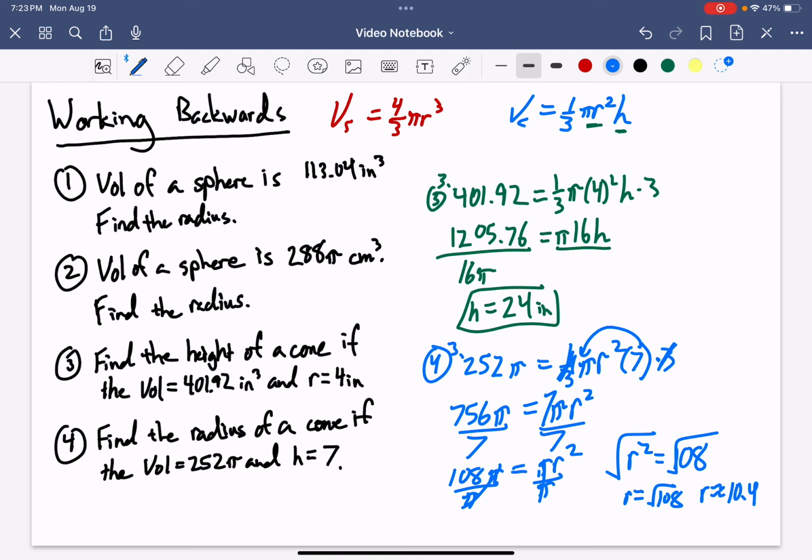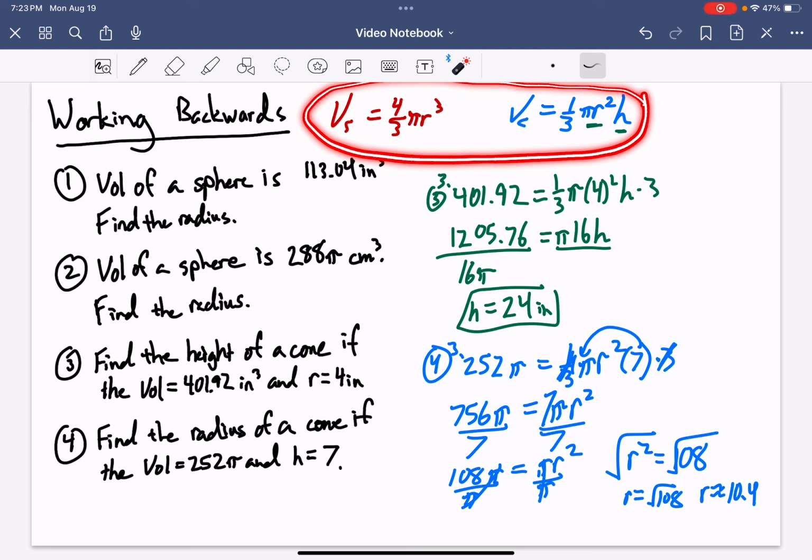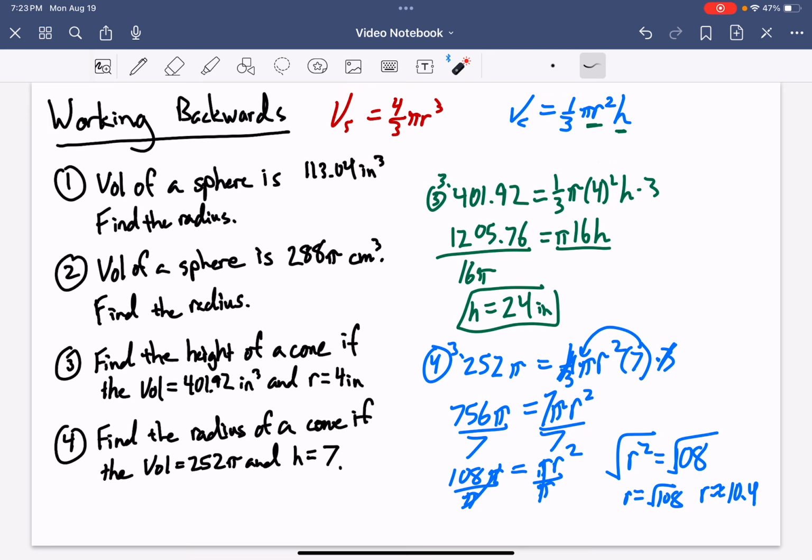But what it boils down to for the volume of spheres and cones is just knowing these formulas up here. As long as we know those, we're good to go. We could either find the volume or we could use the volume to find a different dimension.